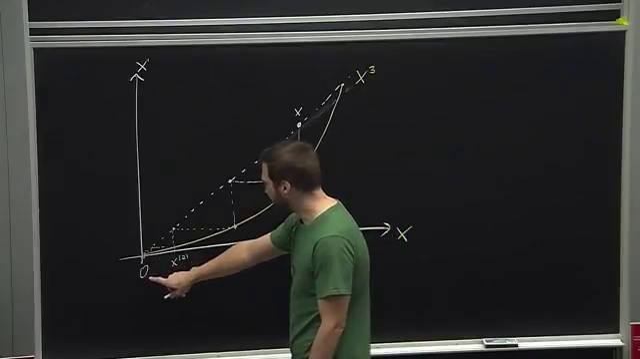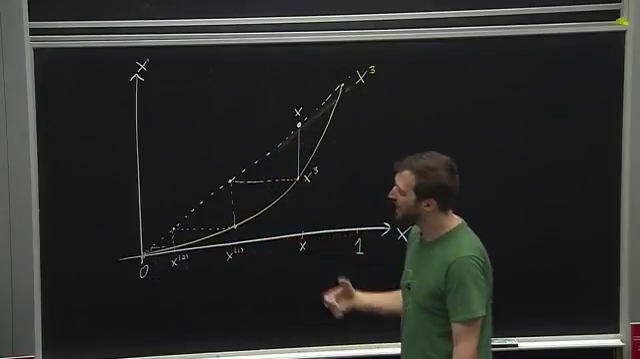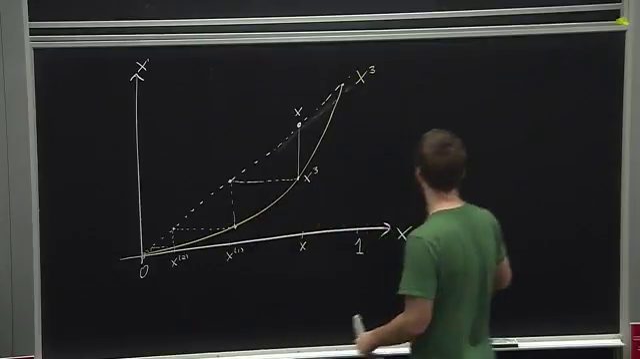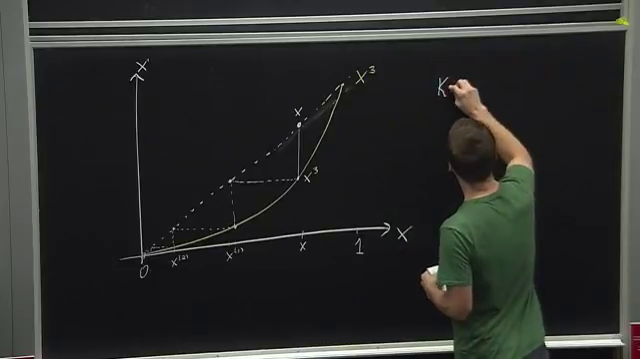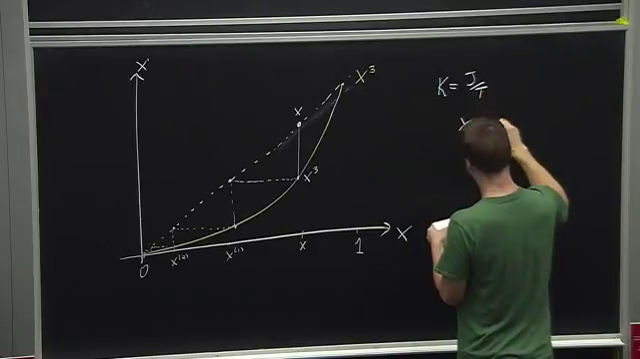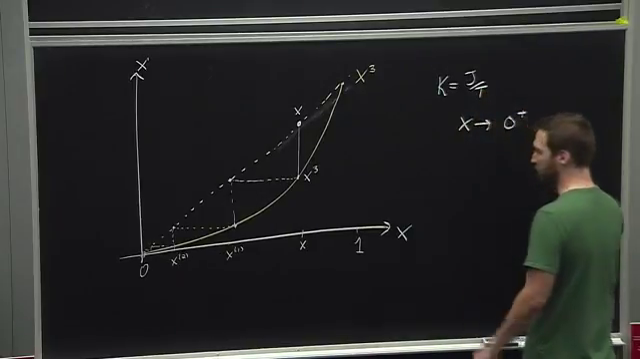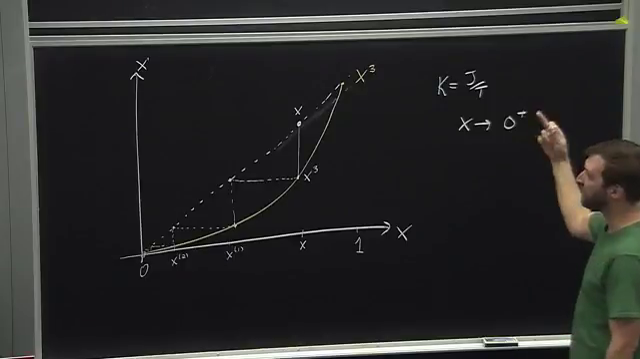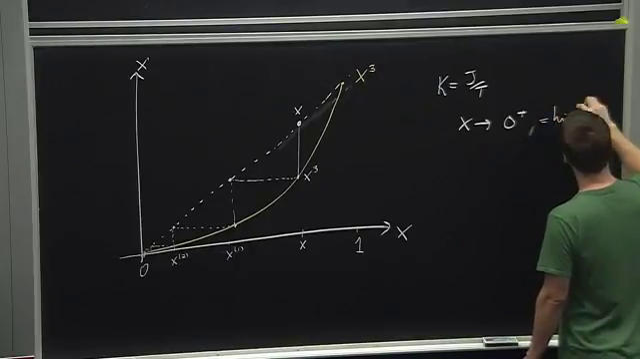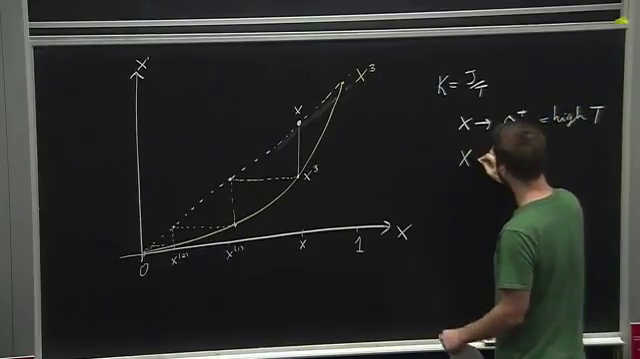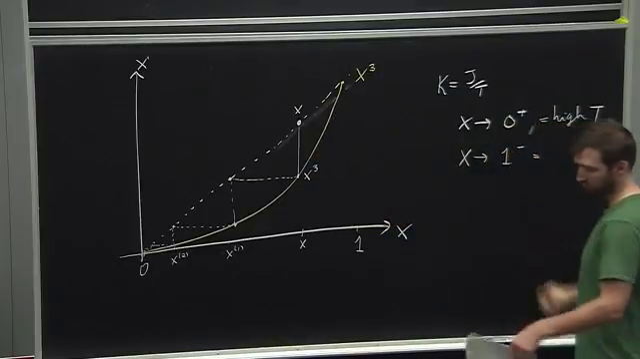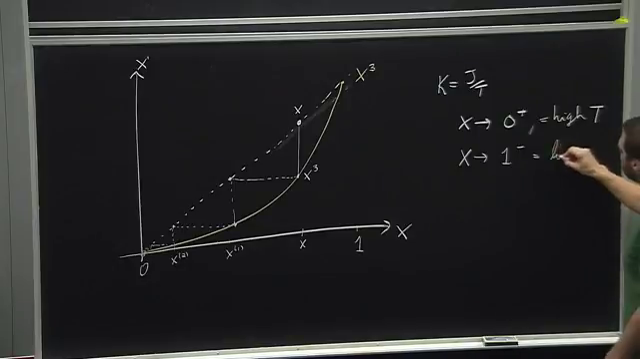And so what's going on here is you're flowing towards x equals 0, right? And so what are those limits? So remember, K is J over T. So if x goes to 0, then what we're doing is we're flowing towards high temperature. If I approach the other way, x goes to 1 from below, then this would be low temperature.